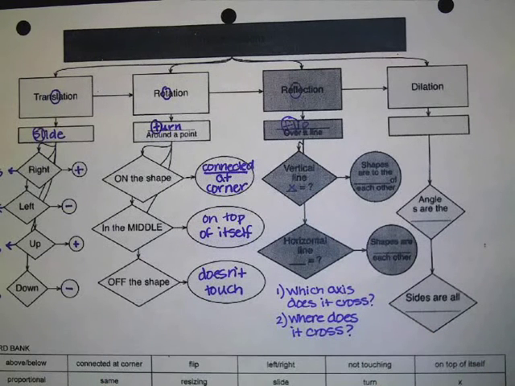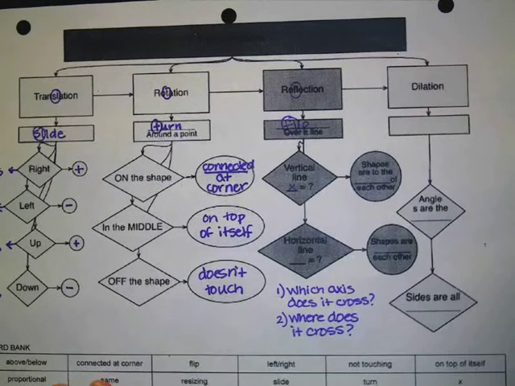Now let's look at something here. We've got a vertical line. We've got a shape. We reflect the shape over. The shapes are to the blank of each other. Left and right. If I'm reflecting over a vertical line, they're going to be side by side. They're going to be left and right of each other.